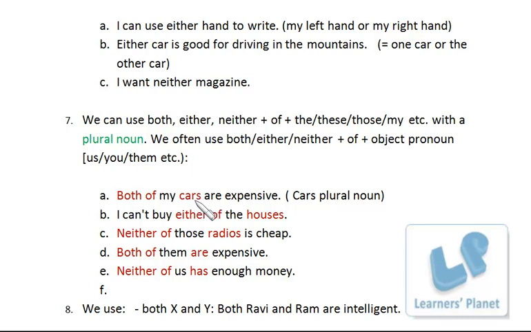Cars is a plural noun. I can't buy either of the houses. Plural noun. Neither of those radios is cheap. Now just be careful. Neither of those radios. Here radios is a plural noun, but the verb is singular. Neither of those radios is cheap. Both of them are expensive. Neither of us has enough money. Has is a singular verb. Us is an object pronoun, but it's a plural one.